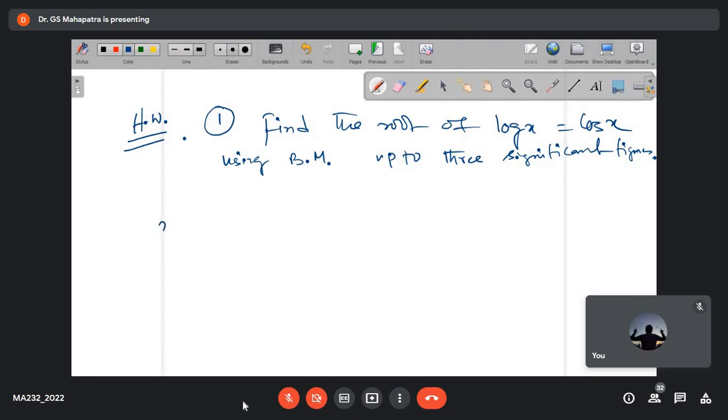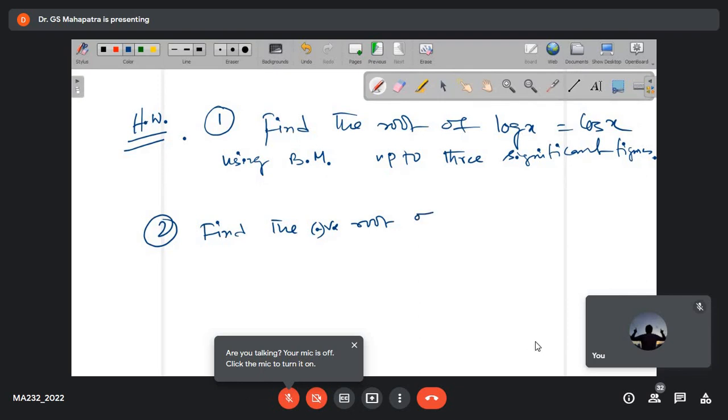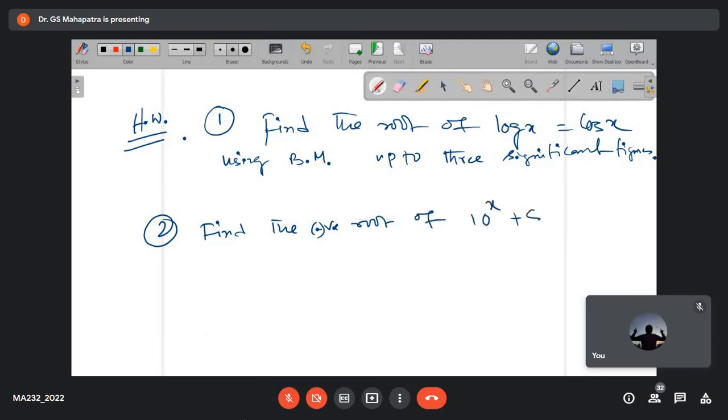Okay, next one is problem 2. Find the negative root of 10 to the power x plus sine x plus twice x equals to 0 using the bisection method, up to 2 decimal places.